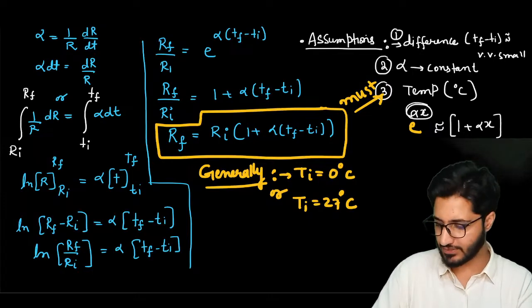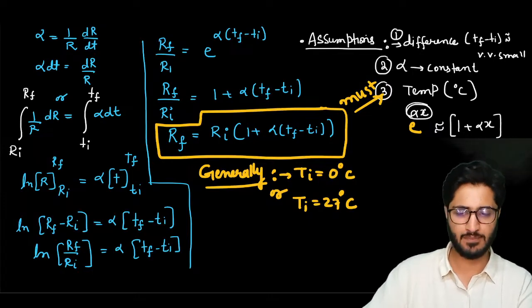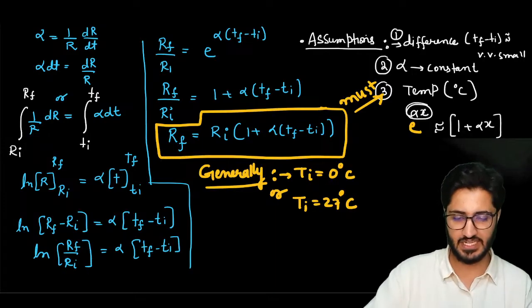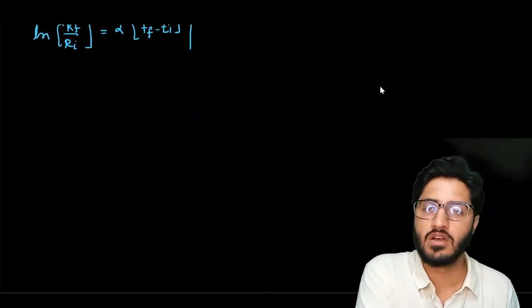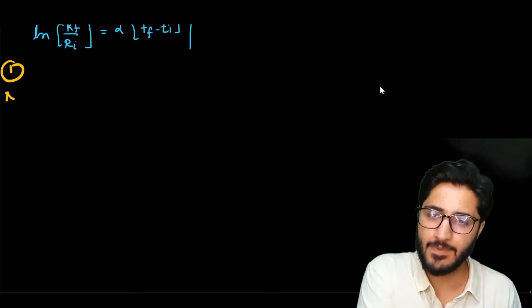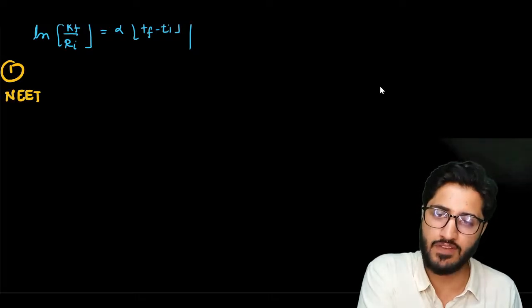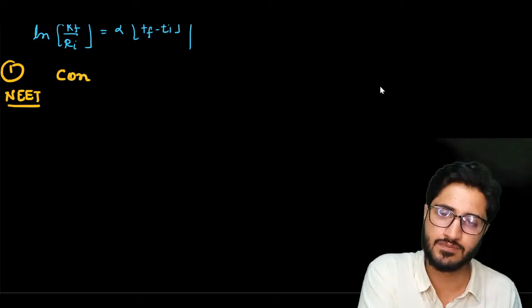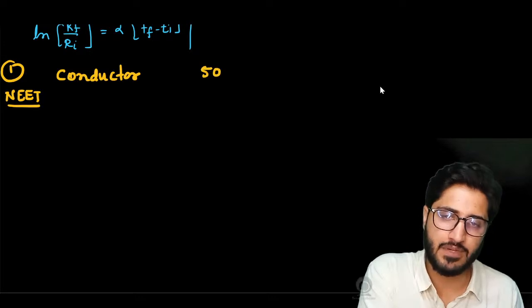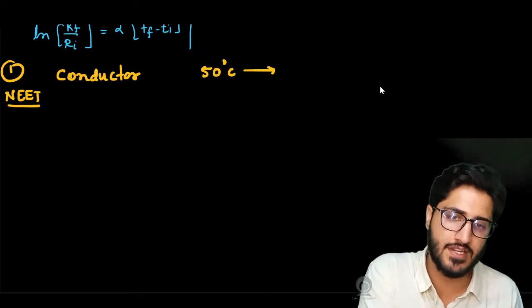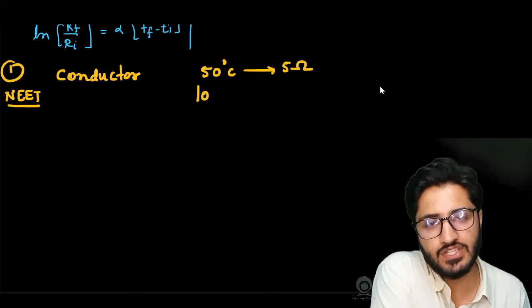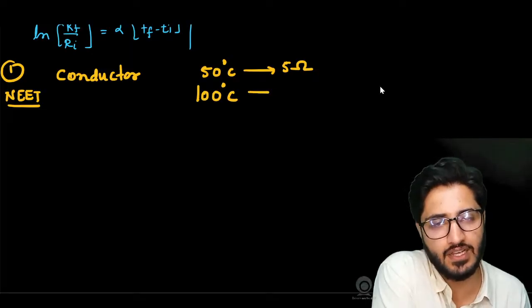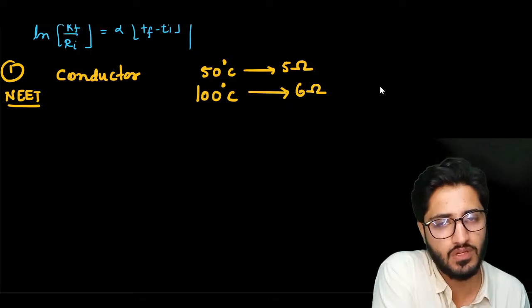Now we will do some numericals. Very simple numericals firstly, then we will increase the level, okay? Look now. First numerical is a NEET PYQ, and a very easy one. We have a conductor. At 50 degrees centigrade its resistance is given as 5 ohm. Now, if we change the temperature to 100 degrees centigrade, its resistance changes to 6 ohm.